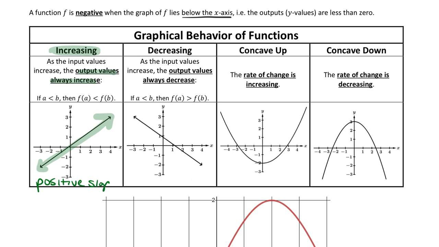slope. Okay, that's what we would have looked at in a linear equation, a positive slope. It's increasing. The rate of change is positive. A decreasing function, this is the one we're doing in pink. A decreasing function, as the input values increase, the output values always decrease. So again, we see this little sad going down line that would have a negative slope.